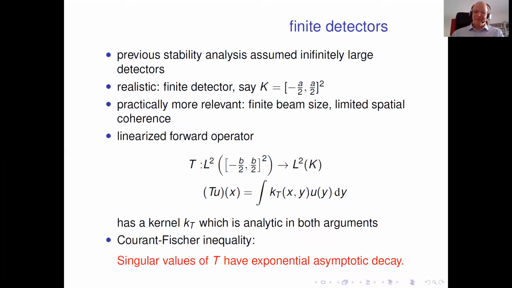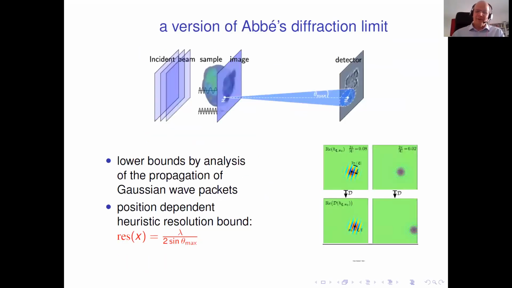So, I mean, first we had well-posedness, now we have exponential ill-posedness. Okay, so there seems to be some contradiction. So maybe the analysis was just completely useless because the assumptions were too idealized. Okay, now first of all, let's look at this in more detail.